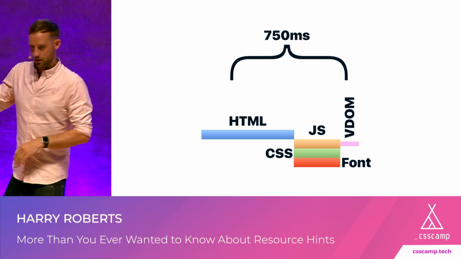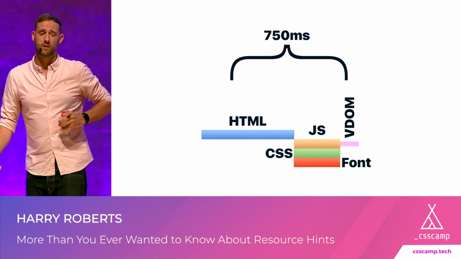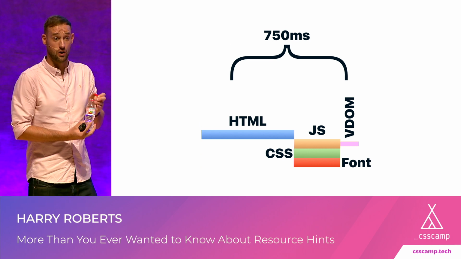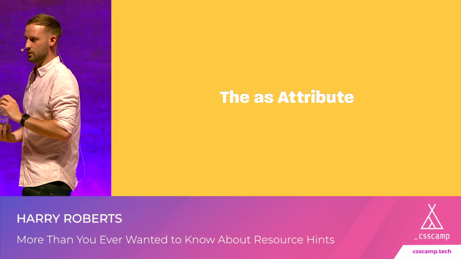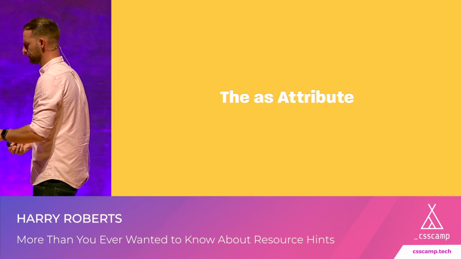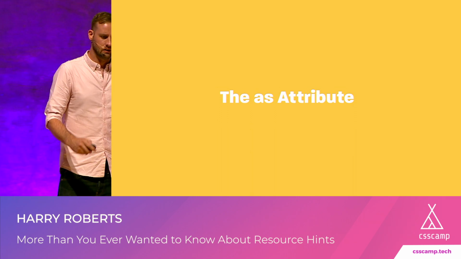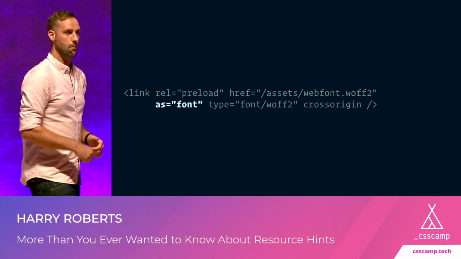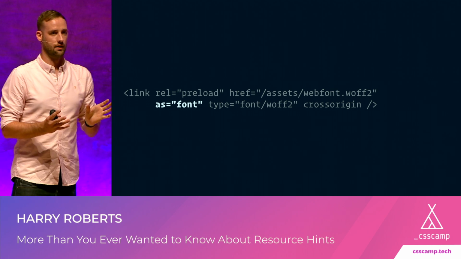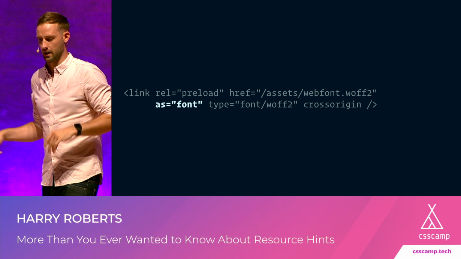Mindful of time, I'm going to start speeding up a little bit. What I want to do is quickly talk through the attributes that come with preload. The as attribute is an interesting one. It used to be optional, but it is now mandatory. For a font, you would predictably use as equals font. The value of the as attribute is predefined. It's in the specification. You can't just make something up.